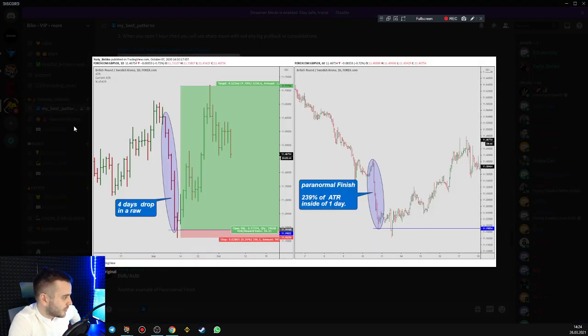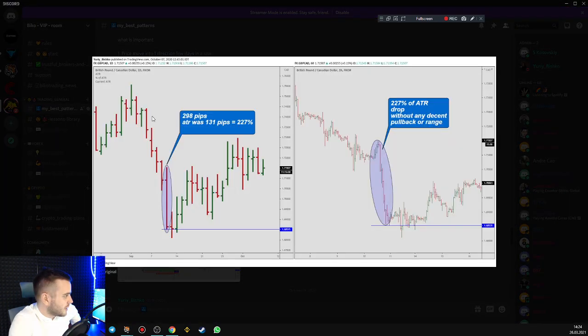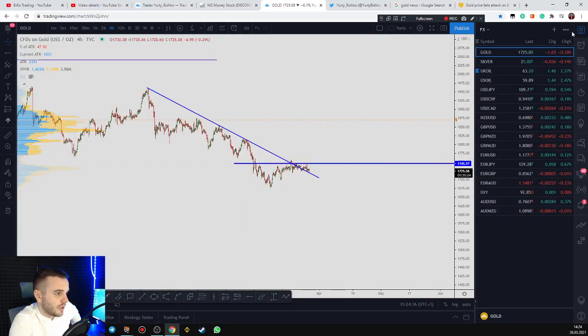Example for you, like on British pound. Example for you here on British pound Canadian. As you can see, when price drops a lot, after that in many cases it starts a powerful trend.